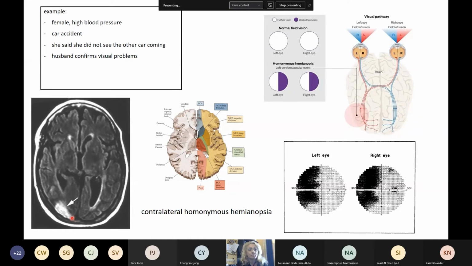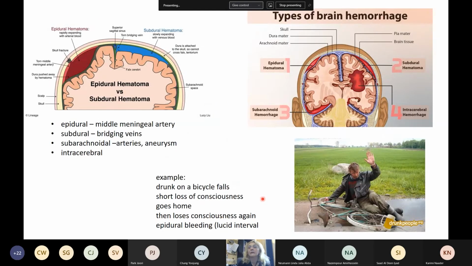So that's why the patient had contralateral homonymous hemianopia, a visual field loss on the other side, not the other eye, but on the other visual fields, always contralateral, and that's why she couldn't see the car coming from this side where she had visual loss. So in this case, the stroke led to a car accident.